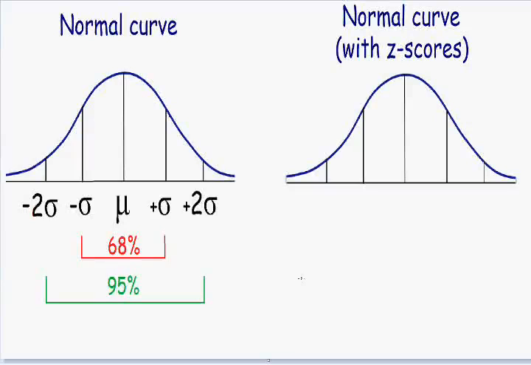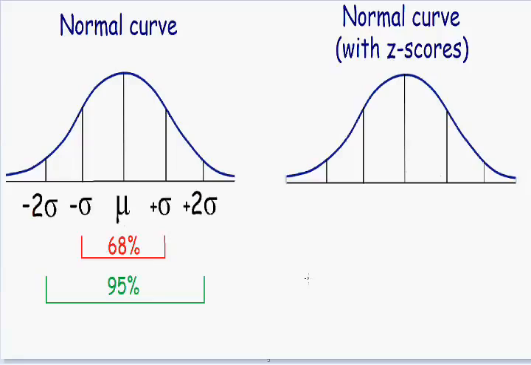Okay, so welcome to my video on z-scores. And z-scores are just another way of expressing average and standard deviation. If you have a z-score of 1, that just means that you're 1 standard deviation above the average. Or if you have a z-score of -1, that means that you are 1 standard deviation below the average.